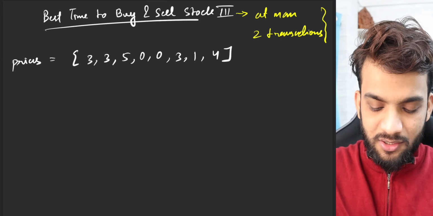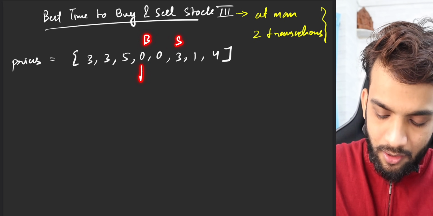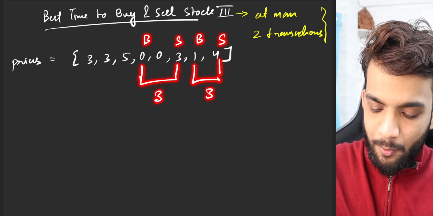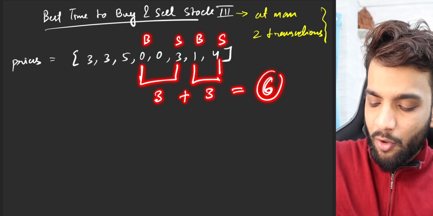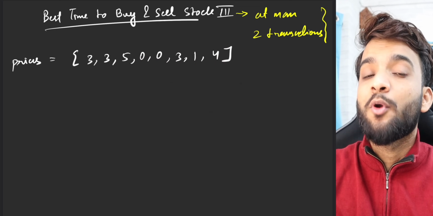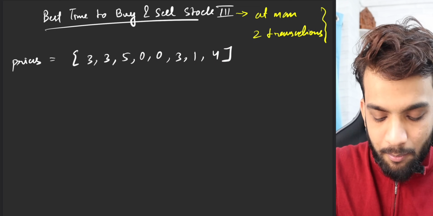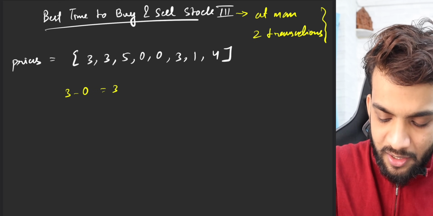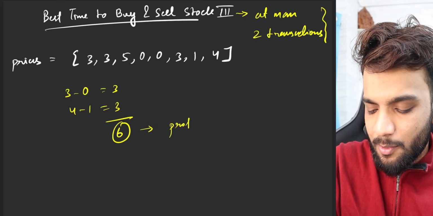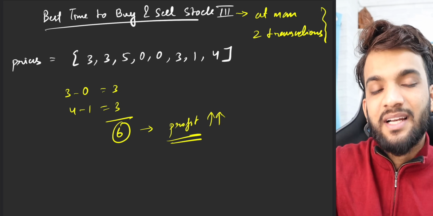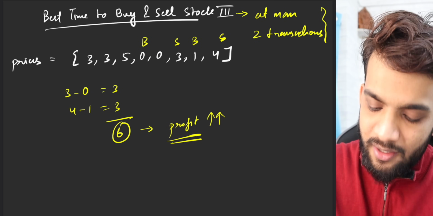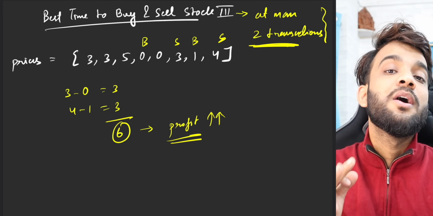Or I can say, hey listen, buy here, sell here to get a profit of 3. Again buy here and again sell here to get a profit of 3. In total, you can make a profit of 6. That means you can do these couple of transactions and you can make a profit of 6. And that's the maximum you can make. That's 3 minus 0 equal to 3 and 4 minus 1 equal to 3, which makes it a total sum of 6. And that is the maximum profit that you can make, by buying here, selling here, buying here, selling here. So you'd have done at max 2 transactions.